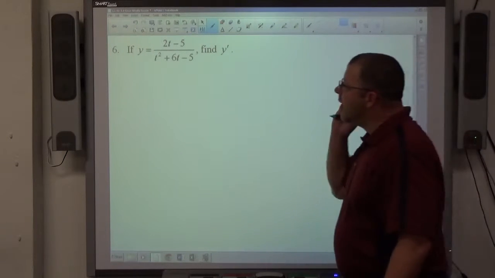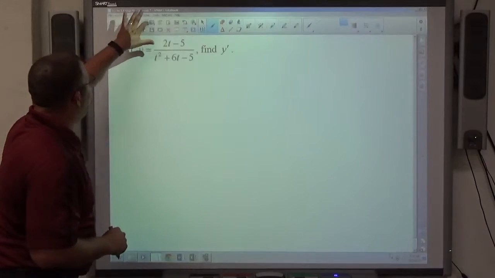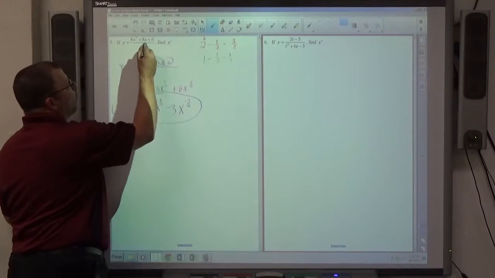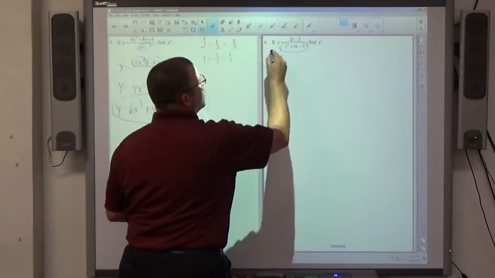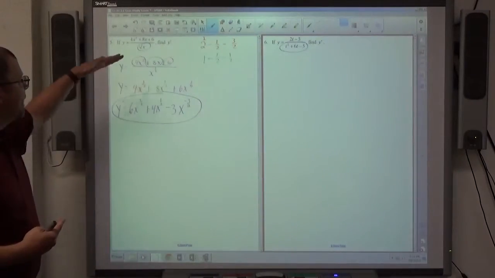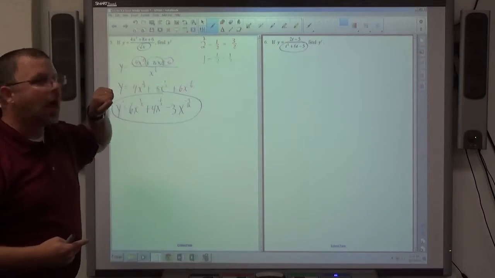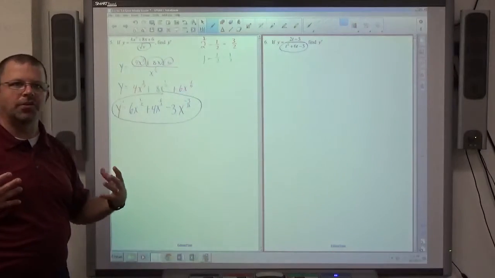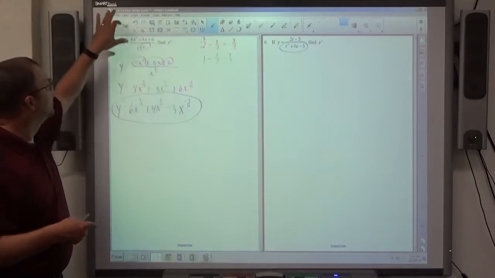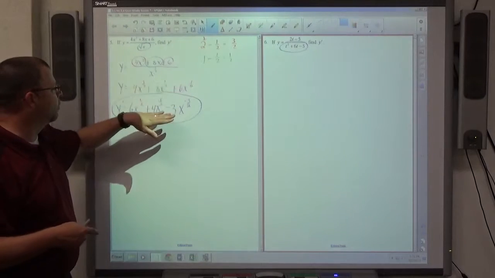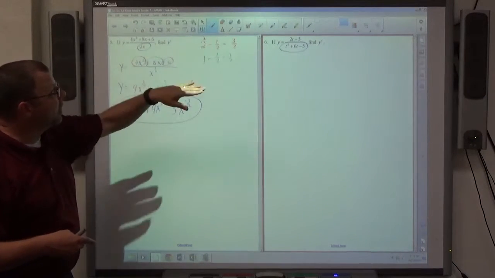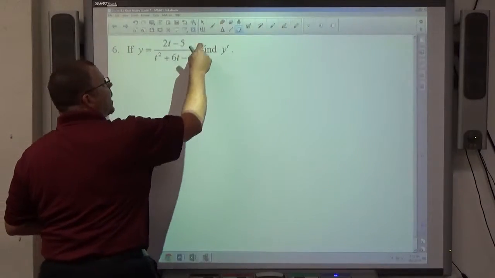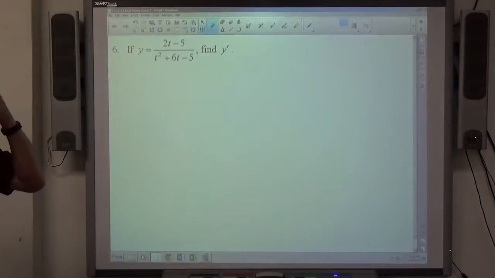Number 6. This time, look at the difference in the two problems. This is over one thing, this is over a bunch of things. This is one where I can't split them apart like that. I could put 2t over all this stuff minus 5 over all that stuff, but that doesn't create a situation where it's simplifiable like these were. So I can't make a power rule or a product rule out of that. I've got to do that as a quotient. So, once I see it's an unsimplifiable quotient, the quotient rule is required.